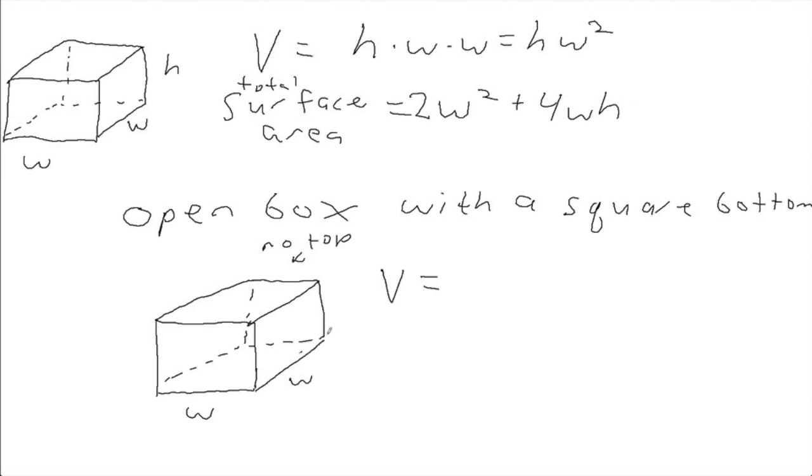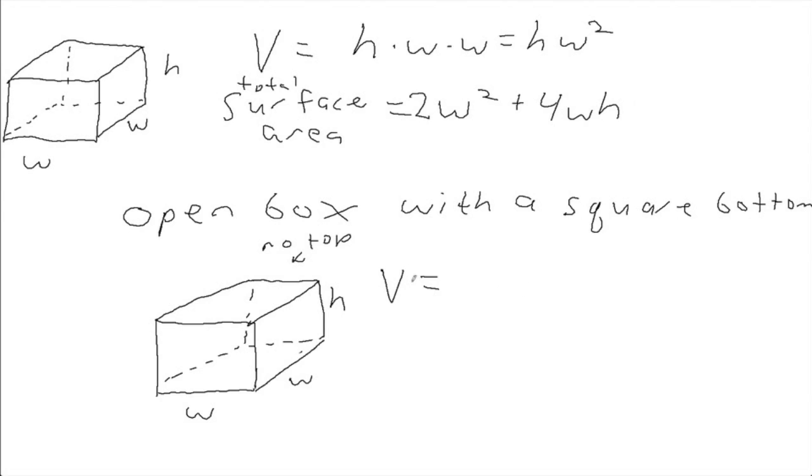And then what would be this? H. Can we assume that this is w? No, we can't. That would be a cube, by the way. If all three sides were the same, that would be a cube. But they didn't say it was a cube, just a box. Is it possible that this side is the same as the others? Yeah, it's possible, but we can't assume that.